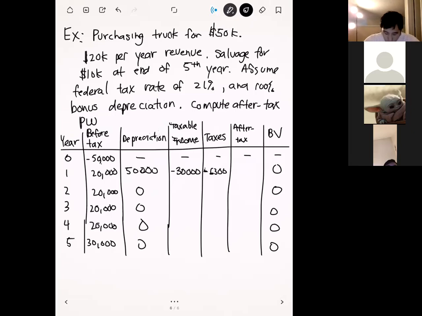And so in year one, our after-tax cash flow is actually higher than our before tax, right? And so before taxes, we made $20,000 in that first year. But if we add the $6,300 tax credit, then we get $26,300, okay? So does that make sense about why we add the tax credit onto our after-tax cash flow in this case?